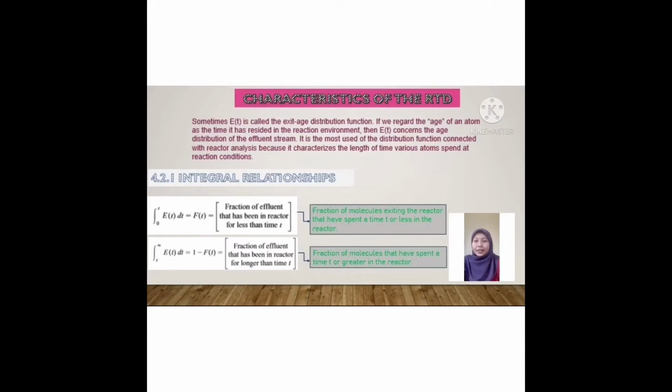The first equation is to find the fraction of molecules exiting the reactor that have spent a time t or less in the reactor. And the second equation is to find the fraction of molecules that have spent a time t or greater in the reactor.